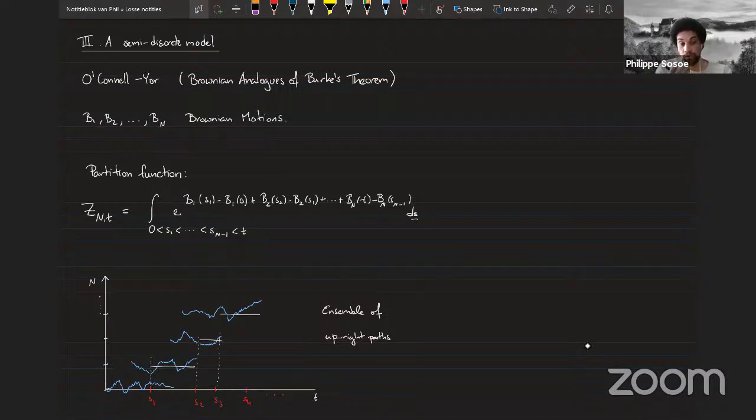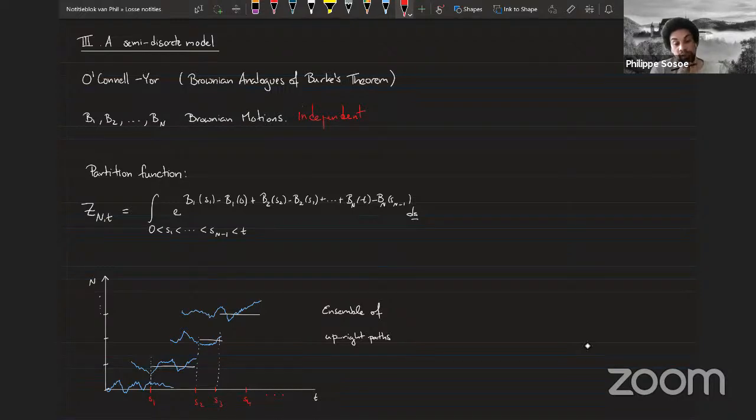And what is the model? It's very simple to describe if you know Brownian motion, which I'll assume here. We give ourselves Brownian motions B1, B2, up to Bn, and these are independent. Now we're going to construct a partition function, and we will think of it as a polymer partition function. But before we get to this polymer interpretation, we can just look at this formula here. It makes sense even if we don't talk about polymers.